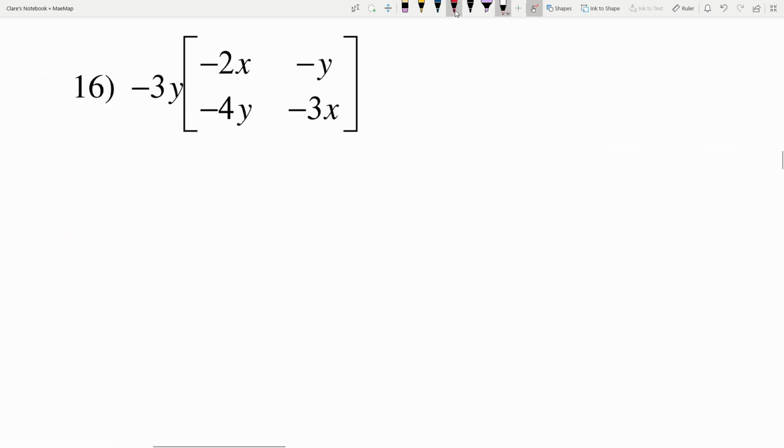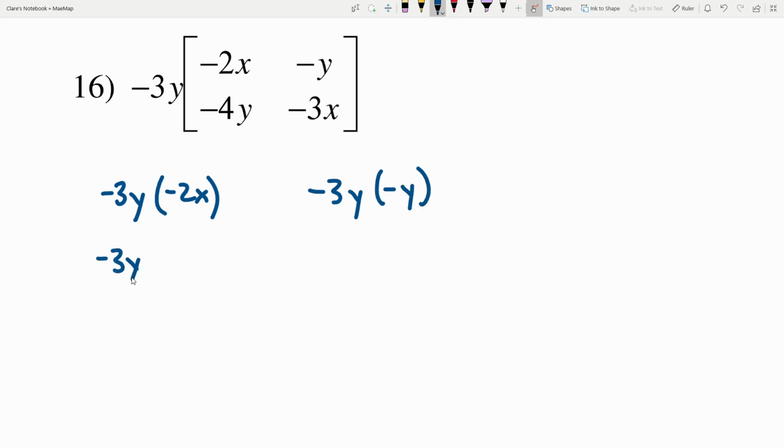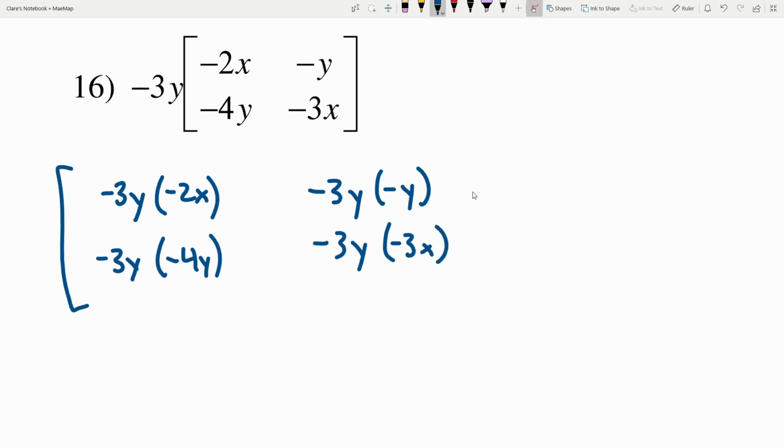In number 16, again, I'm scaling my matrix, multiplying by negative 3y. And this is a 2 by 2 matrix, so my result will also be 2 by 2. So multiplying negative 3y by the first row, first column, negative 2x, and then multiplying negative 3y by the first row, second column, negative y, and then negative 3y times the second row, first column, negative 4y, and then negative 3y times the second row, second column, negative 3x. So I have my 2 by 2, but let's simplify.